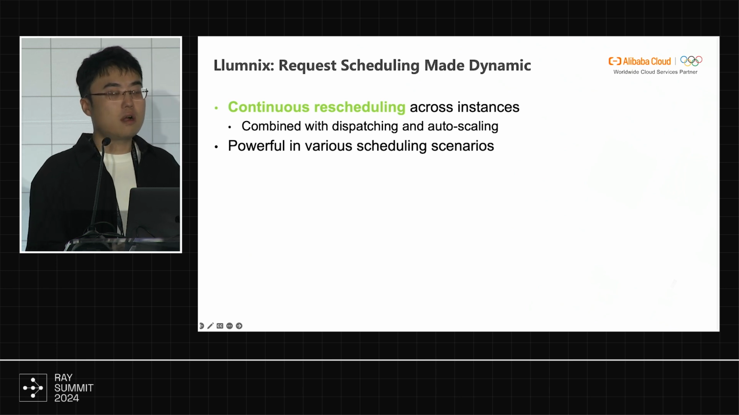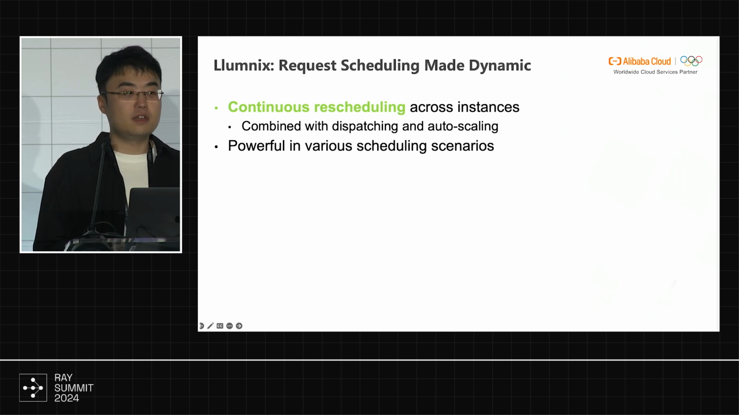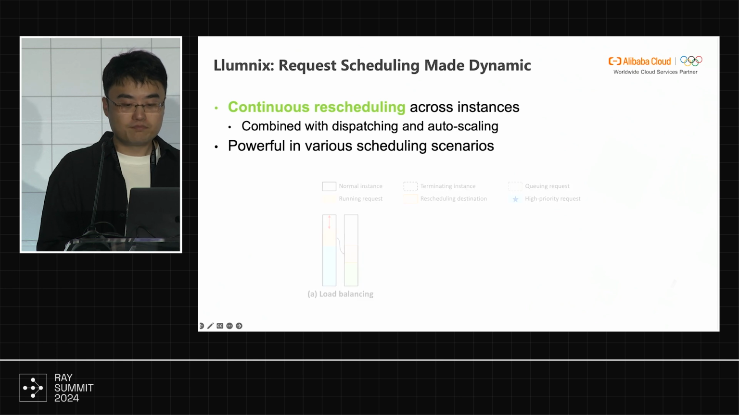These challenges are fundamentally a result of the dynamic execution nature of LLMs. So we solve it by making request scheduling also dynamic. Llumnix is a system that features continuous rescheduling of LLM requests across multiple model instances. It is combined with the initial dispatching of requests and instance auto-scaling. We show that rescheduling is a powerful weapon in various scheduling scenarios.